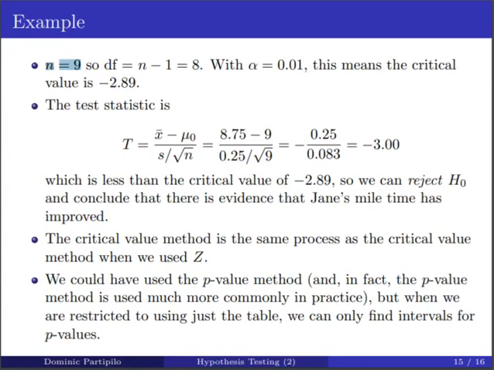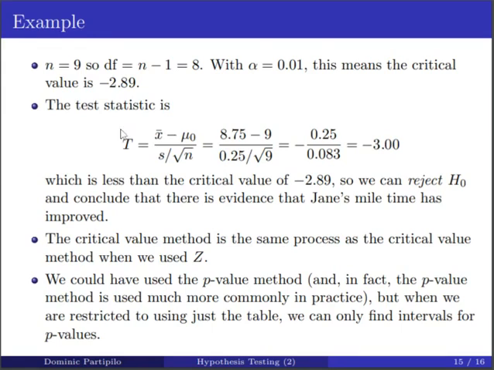So remember, n was equal to 9. So that means df is going to be n minus 1, which is equal to 8. So we're going to have 8 degrees of freedom. And if we look this up on the t table, we're going to come up with a critical value of negative 2.89. Now, what we actually have to be careful with here is what you're going to find in the table is 2.89. But since this is a left tail test, we have to make this negative to consider the negative side of the t distribution.